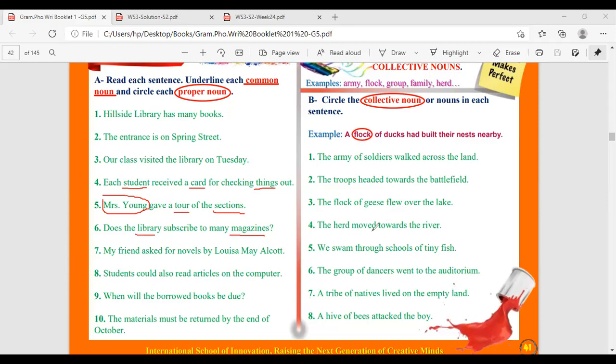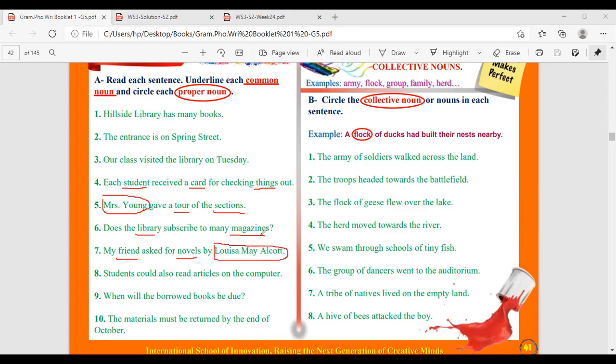Ali Tahini, number 7: My friend asked for novels by Louisa May Alcott. Friend is a common noun, and novels. And Louisa May Alcott is the proper noun. Thank you, Ali.